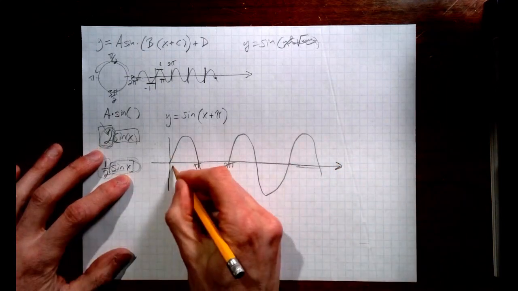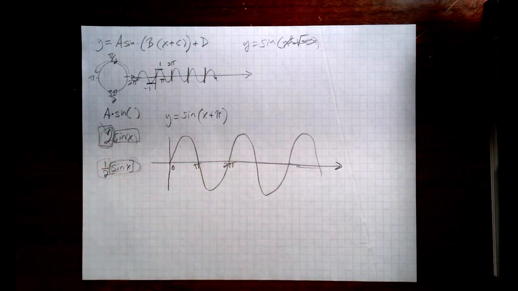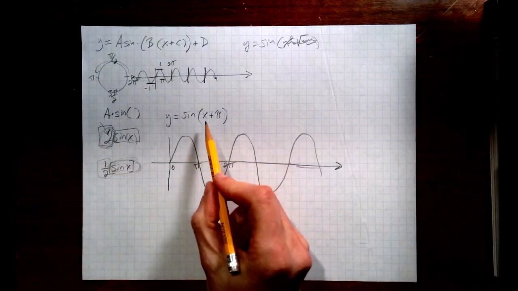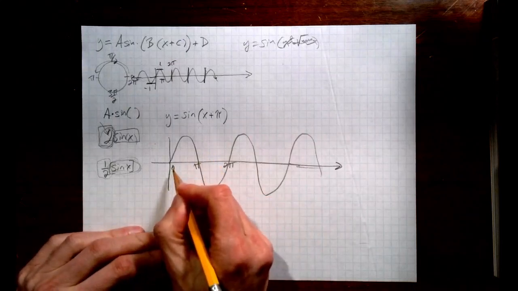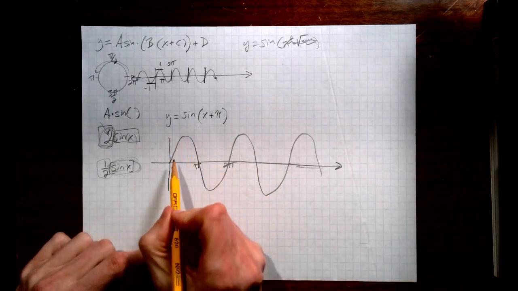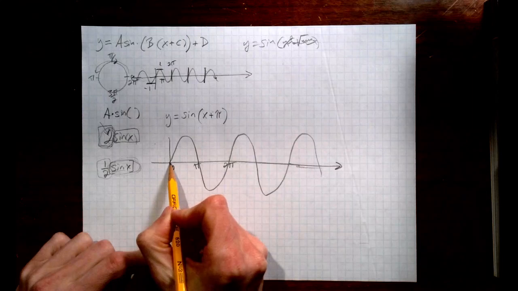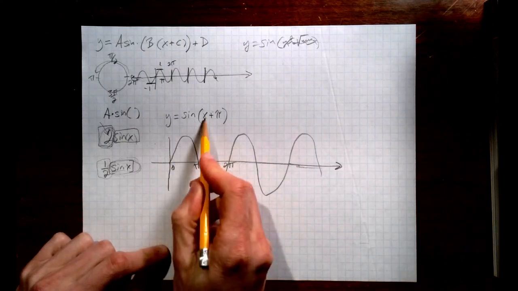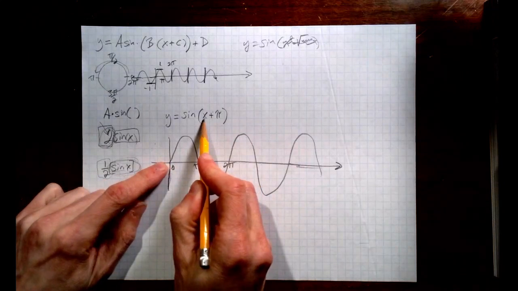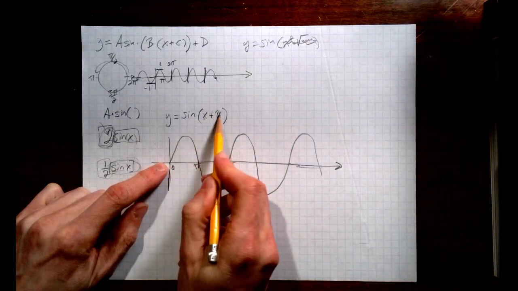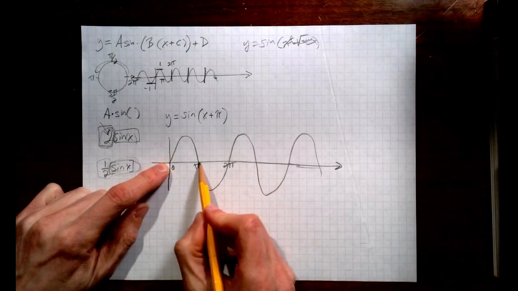And this is 0. So, we know that on the regular one, right here, if I put sine of 0, I'll be here. But let's say I put 0 into this one. If I put 0 into this one, then it's taking the sine of pi, which is here. Okay?